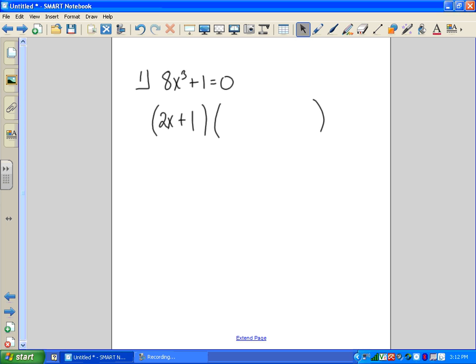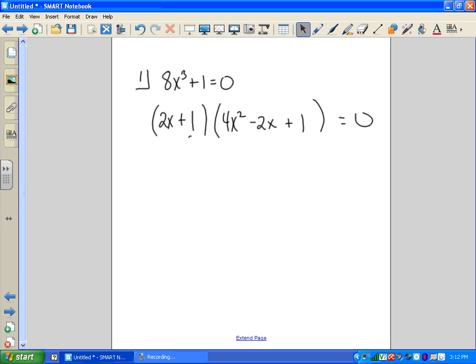And now for the trinomial part, we'll take 2x and square it. That'll give me 4x squared. Then I'm going to look at the opposite product for the middle term, which would be negative 2x. And then my 1 squared there would be 1. Now, the second trinomial is not going to factor, so I'm going to have to solve it somehow.